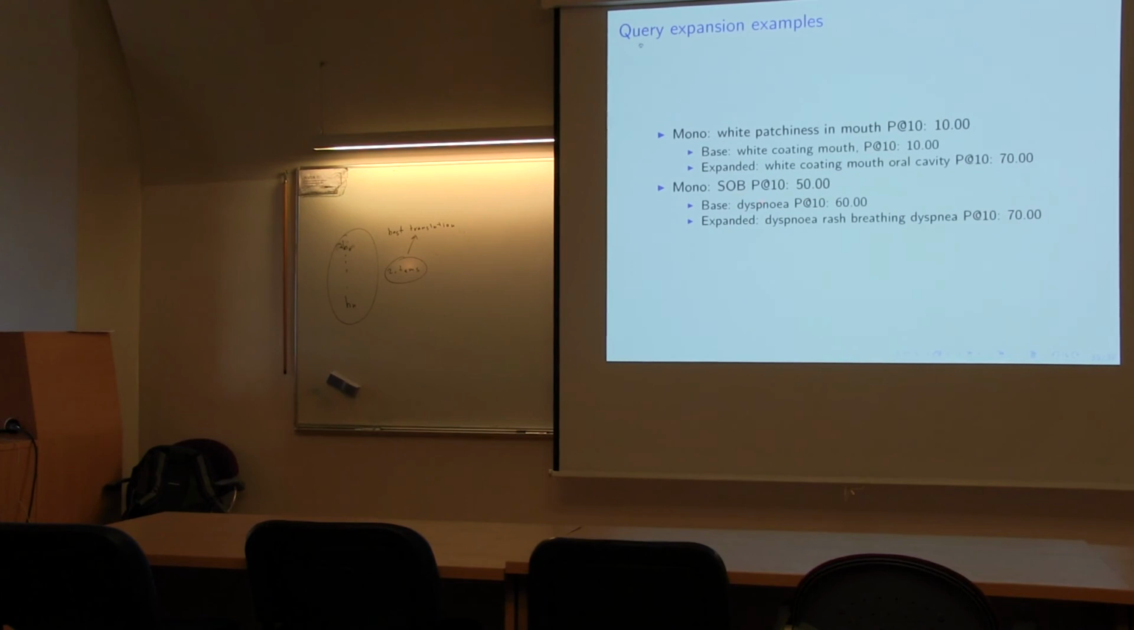Here's a different example. SOB, P at 10 for this query is 50. Dysphonia for the baseline. And here we added 3 terms: rash, breathing, dyspnea. We improved P at 10 from 50 for mono, or 60 for baseline, to 70%.